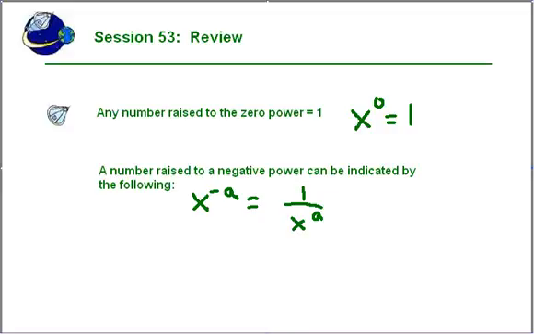Lastly then, as far as a review, any number that's raised to the 0 power is 1, and that's expressed by x to the 0 power equals 1. And lastly, a number that is raised to a negative power can be indicated by the following: x to the minus a is the same thing as 1 divided by x to the a. That then will wrap up session 53.